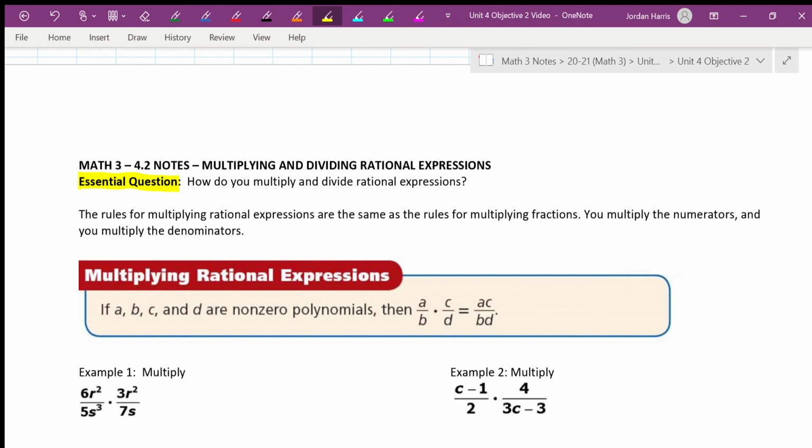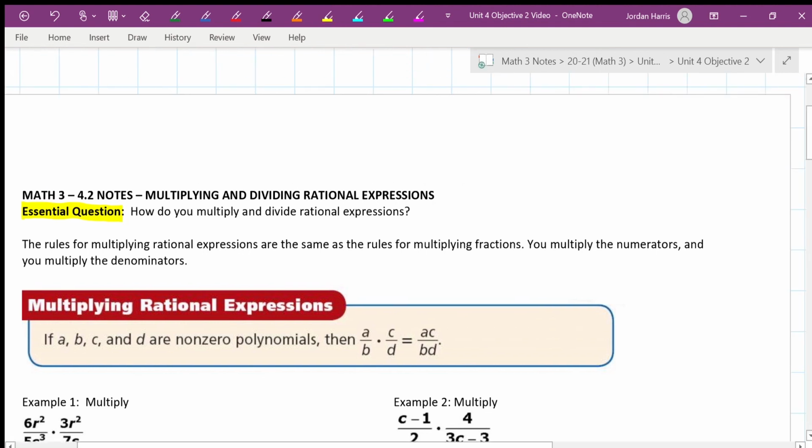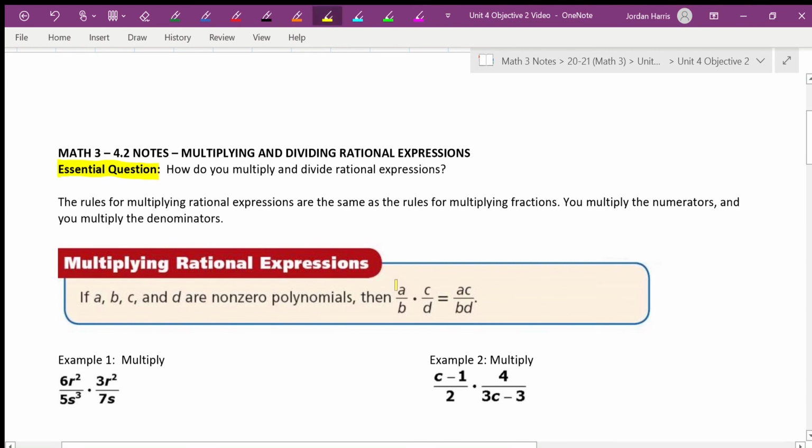Okay. So the rules for multiplying rational expressions are the same as the rules for multiplying fractions. You multiply the numerators and you multiply the denominators. So they have a little thing, look, a over b times c over d is a times c over b times d. You just multiply across.